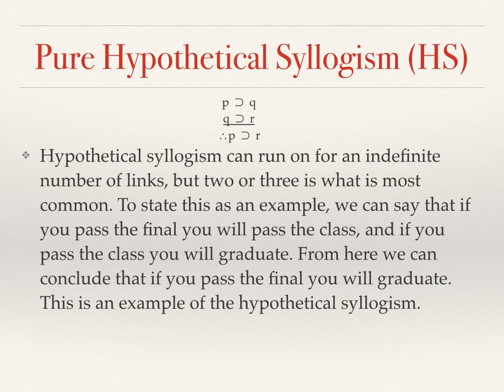From here, we can conclude that if you pass the final, you will graduate. This is an example of the hypothetical syllogism. The letters in parentheses after the name are shorthand for how that argument form is identified in a proof, which we'll be doing in the next and final section.